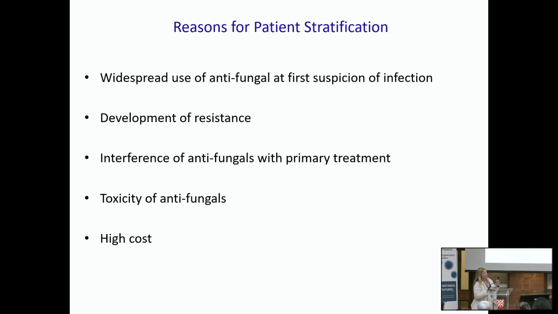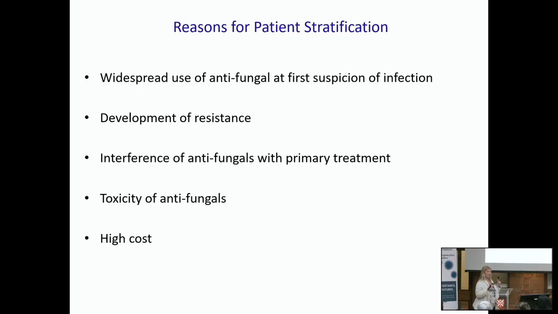And then I kind of wanted to switch from that into what we've done with patient stratification and are doing at the minute. So the reason for patient stratification is, as I've said, there's quite a widespread use of antifungal drugs at first suspicion of infection. With hematology patients, many of the hospitals just prophylactically give them antifungal drugs, which all contributes to the development of resistance. Additionally, there may be chemotherapy patients, and if they're being given antifungal drugs, that can interfere with their primary treatment, and sometimes the chemotherapy might either have to be changed or stopped. And then there is quite high toxicity with antifungals.